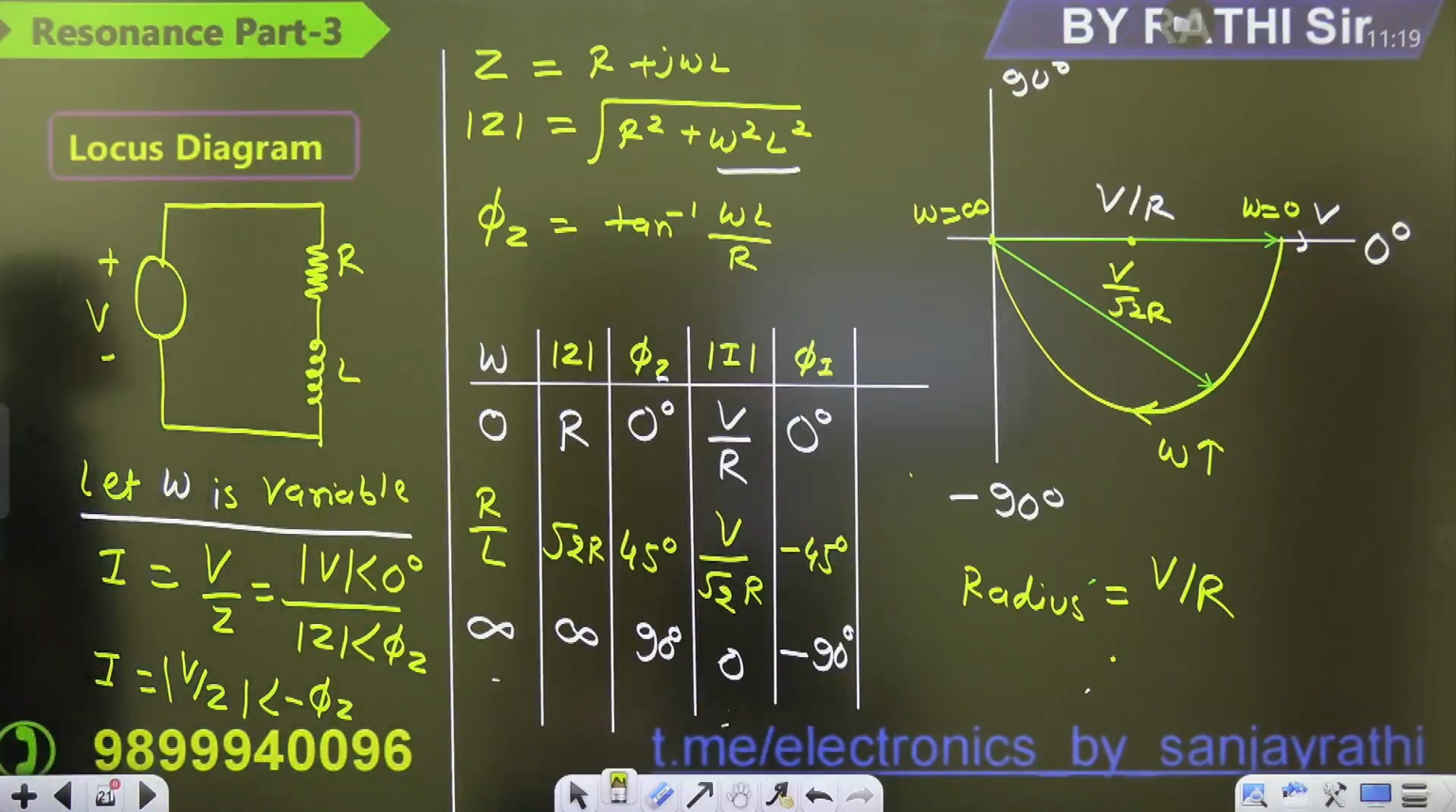The current phasor diagram or admittance phasor diagram are similar, because current is directly proportional to admittance. This is called the locus diagram. When we are connecting the tip of all the phasors, then we get the locus diagram, a semicircle, in case of an RC circuit or in case of an RL circuit.